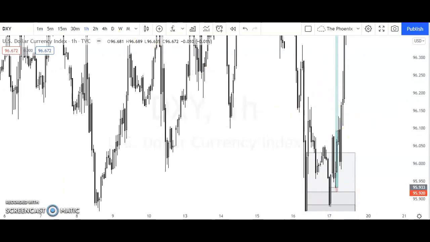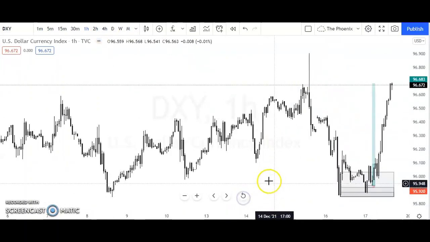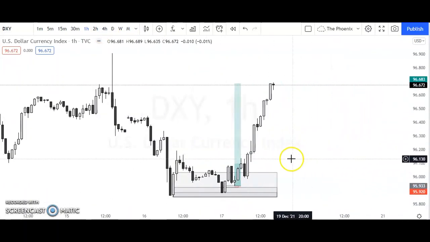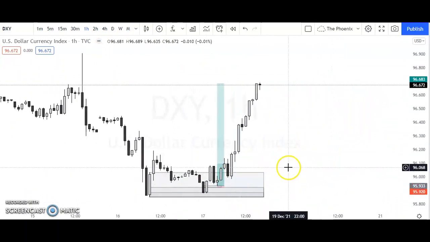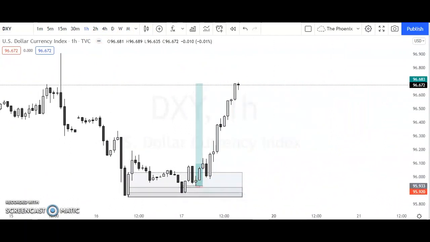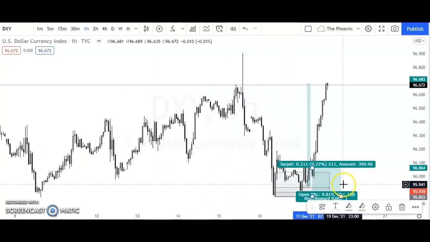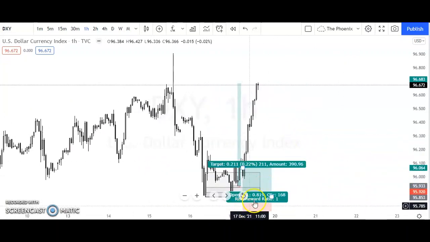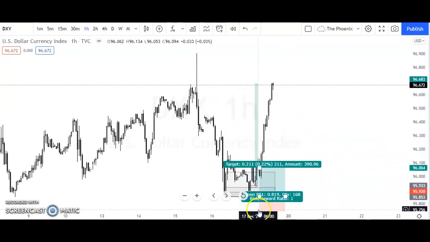If we were to have taken this trade from the 1 hour time frame just as it is, the stop loss would have been huge, and of course the risk to reward would have been way less. And even if we took it on the 15-minute, it would still have been a bigger stop loss.